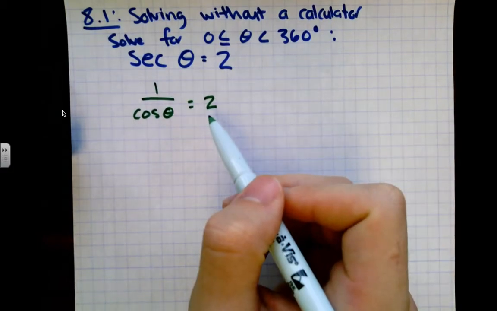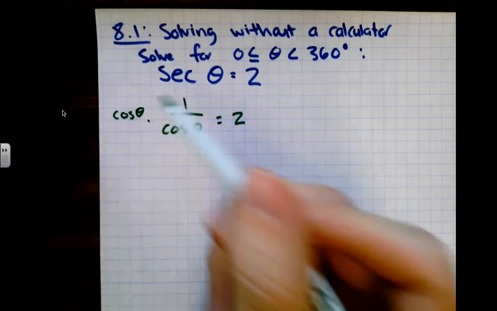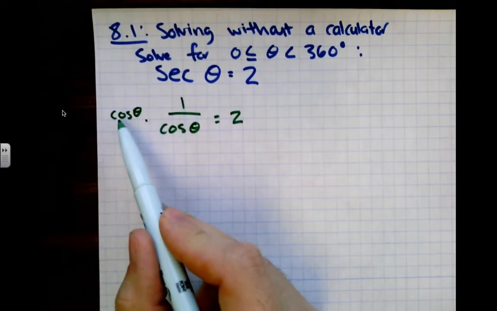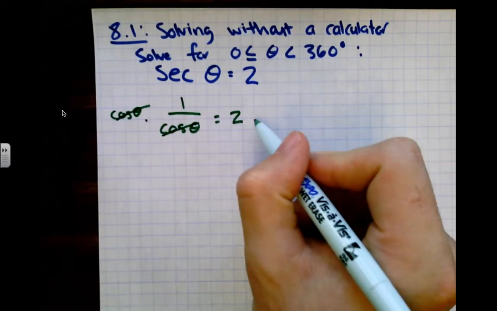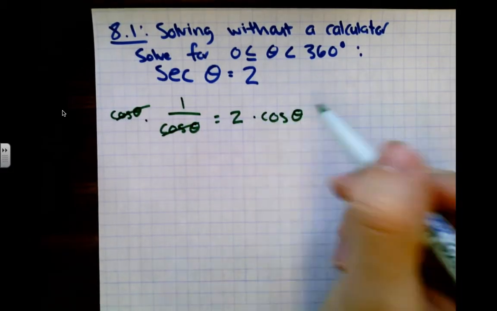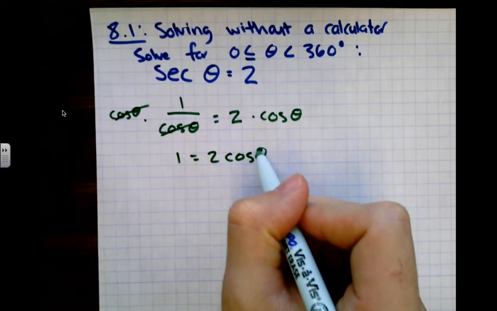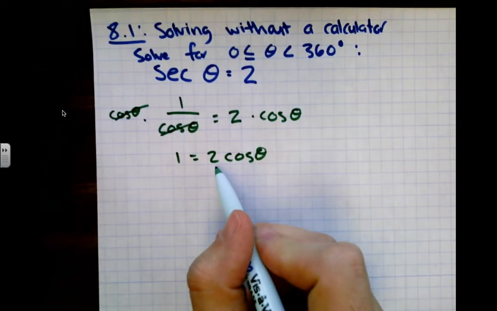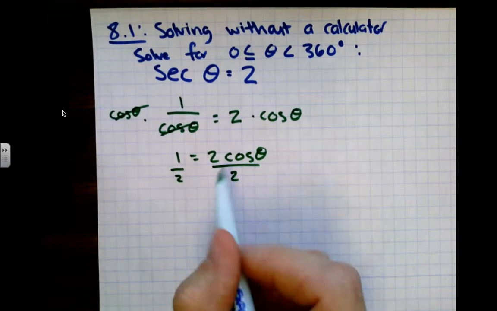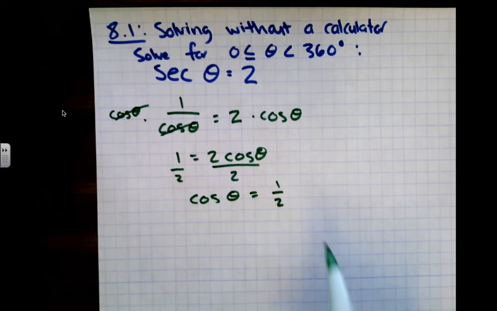Now from here I'm going to multiply each side by cosine of theta. On the left hand side, cosine of theta over cosine of theta should cancel one another out. What I do to one side, I do to the other side. So right now what I have is 1 equals 2 times cosine of theta. From here, I'm trying to get theta by itself, so I divide each side by 2. That gives me cosine theta equals positive 1/2.